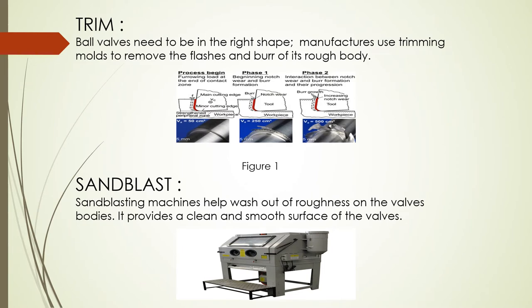Okay, number 4, trim. Ball valves need to be in the right shape. Manufacturers use trimming molds to remove the faces and bolts of its rod body. Figure 1 is an example of removing the faces and bolts. And number 5, sandblast. Sandblasting machines help wash out roughness on the valve bodies. It provides a clean and smooth surface of the valve. Figure 2 is an example of a sandblasting machine.